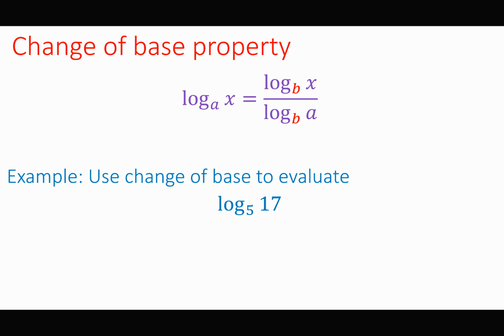Okay, so if I want to do log base 5 of 17, and my calculator does not do a log base 5, well, I could do log base 10 of 17, all divided by log base 10 of 5. Again, that order is important. 17 has to go on top, 5 has to go on bottom. Now with our calculator, we can put that in with log base 10, and it ends up being 1.76.